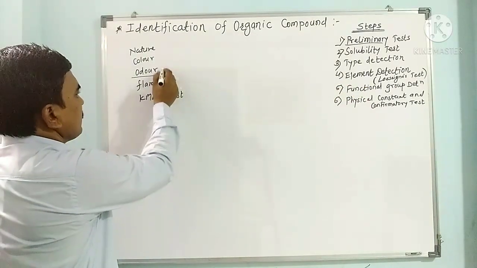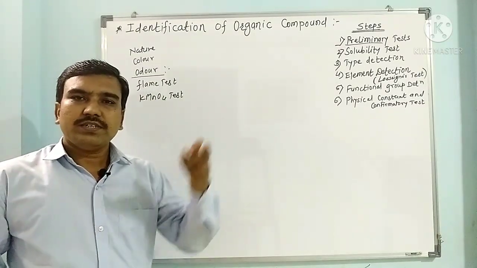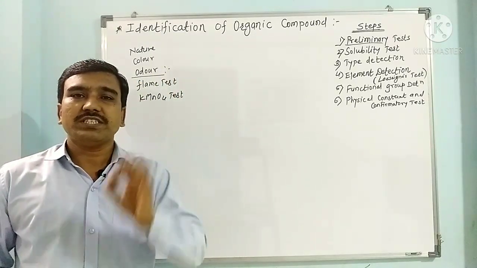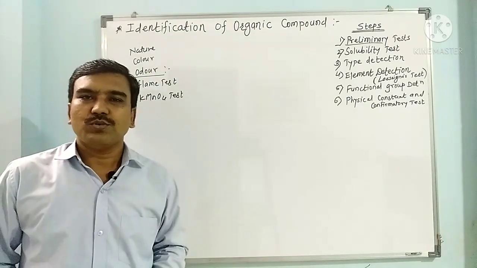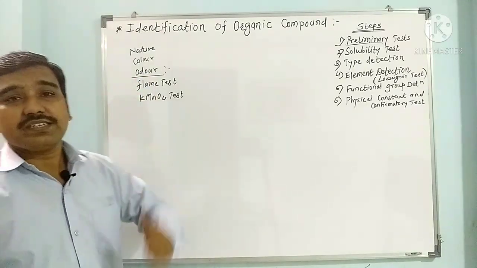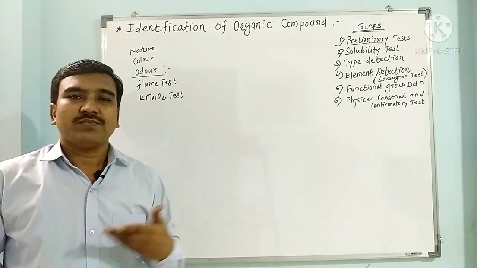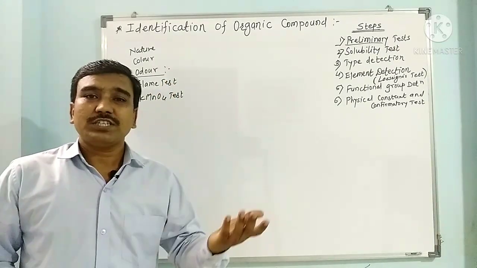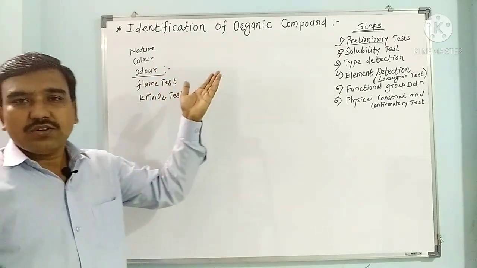Odor means the smell of the organic compound. There are different odors for organic compounds, such as a sweet pleasant smell. This sweet pleasant smell is given by esters, alcohols or halogenated organic compounds. Then next, bitter almond smell, which is basically found in the case of nitrobenzene or benzaldehyde. Then we can have a fishy smell from amines, and a carbolic smell, which is the particular smell of phenols. In this way we have the odor.